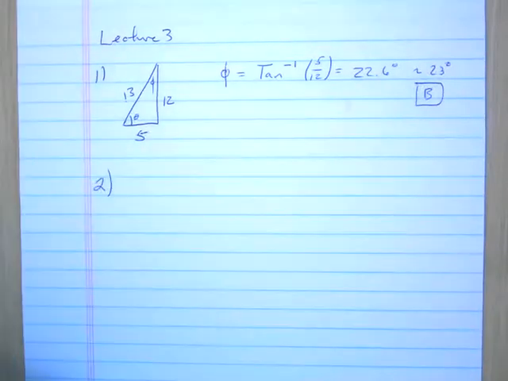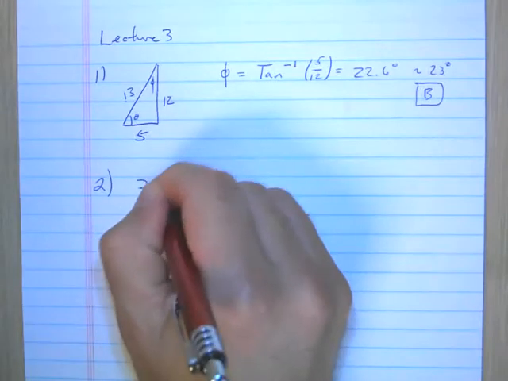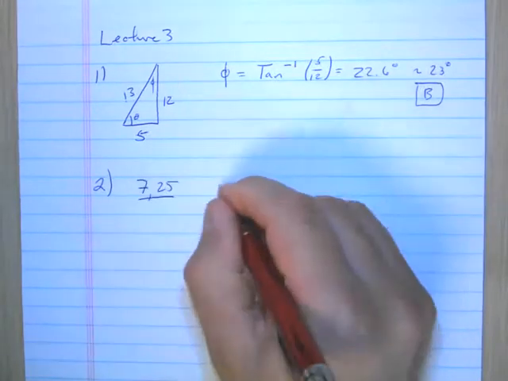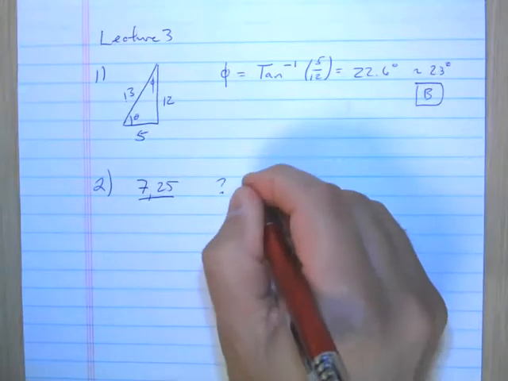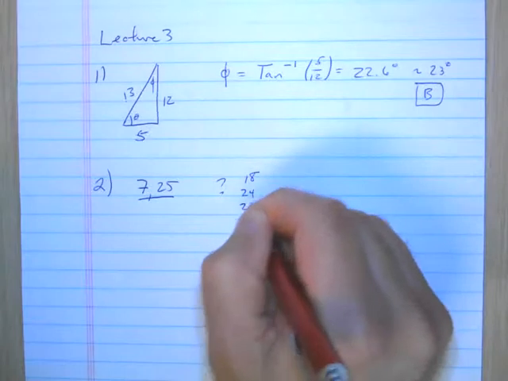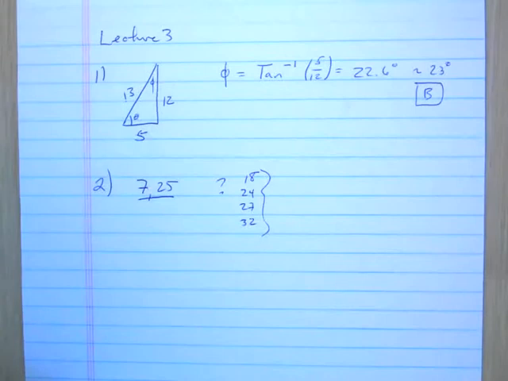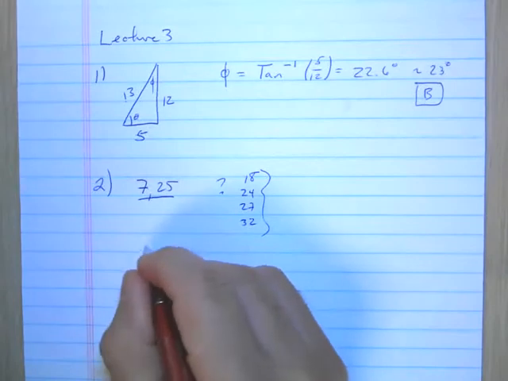Question 2. A triangle has sides of length 7 and 25. If it's a right triangle, which of the following could be the length of the third side? So we know we have 7 and 25. We don't know which of the others. So we could try 18, we could try 24, we could try 27, we could try 32. It's one of these. Alright, so this is one where we could just start using the Pythagorean theorem. So let's try the first one.